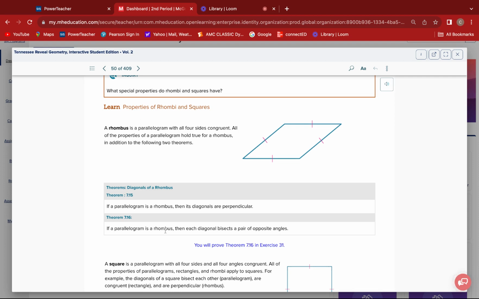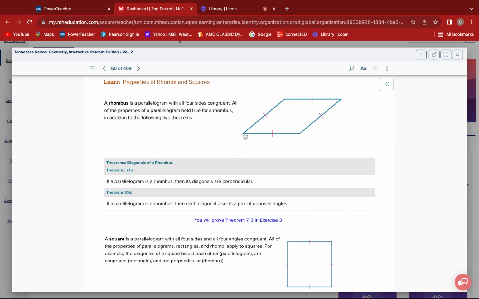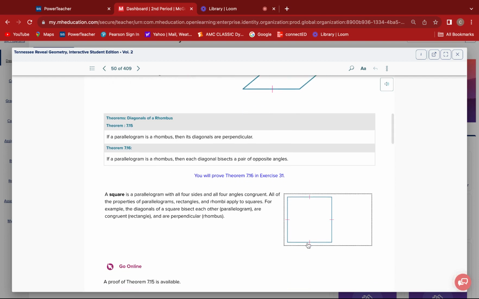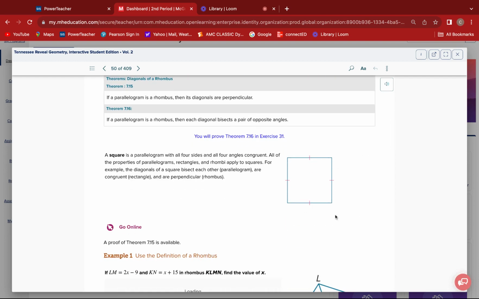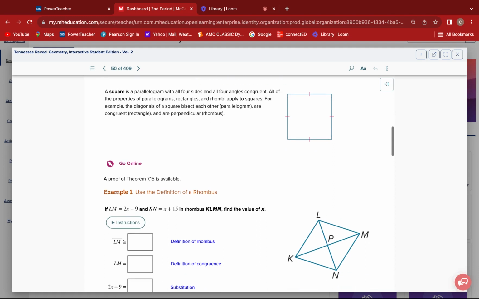All right, and diagonals bisect opposite angles. So when the diagonals are drawn through the vertices, the angles will be cut in half. Same thing on a square, by the way, except they're all going to be 45 degrees automatically. I'm sure we'll get into that.